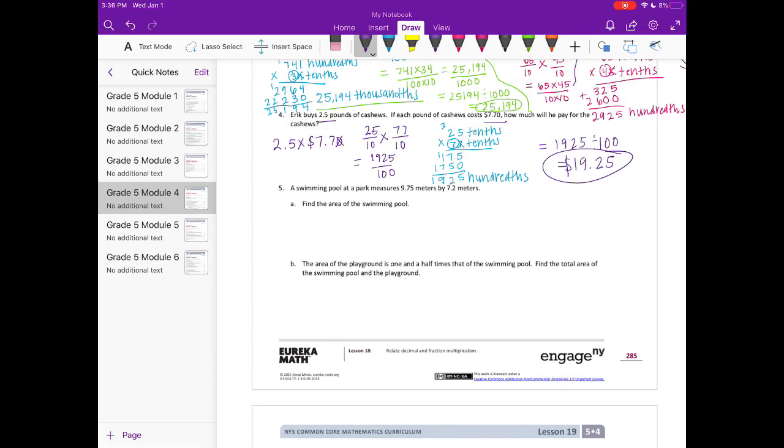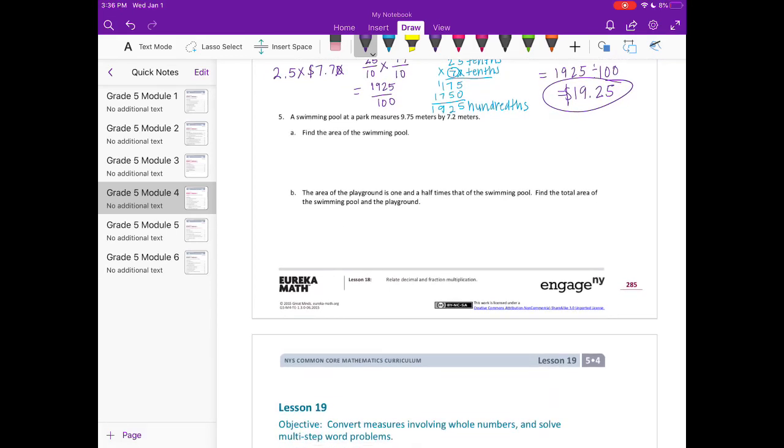$19.25 for the cashews. Number 5, a swimming pool at a park measures 9 7/75 meters by 7 2/10 meters. Find the area. So area is length times width. So we would have 9 7/75 times 7 2/10 meters. So 975 hundredths times 72 tenths.